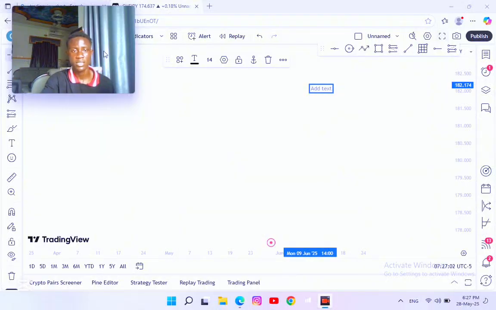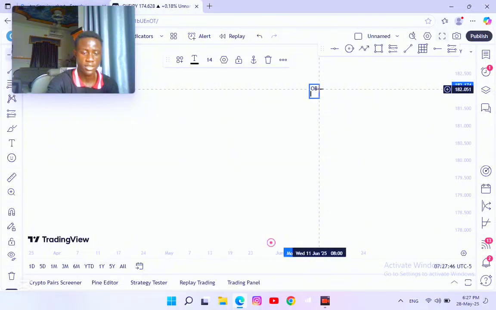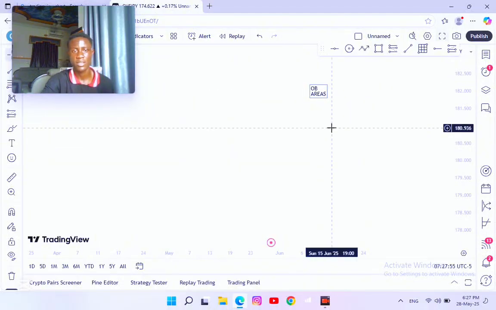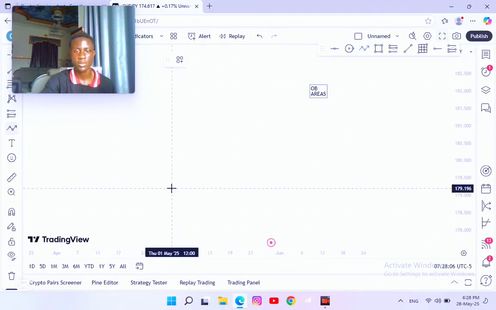SMC, ICT, demand and supply traders make use of order block, which is OB. But in this scenario, I make use of areas. Now, how do I get my areas? I get my areas mainly through measure. So let's say this is my setup.